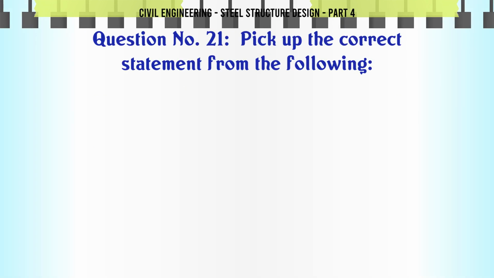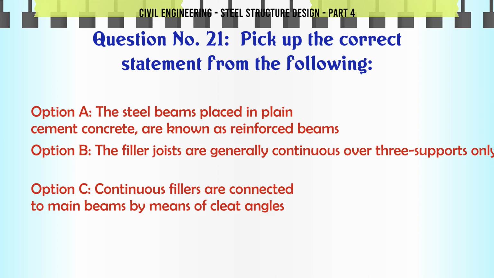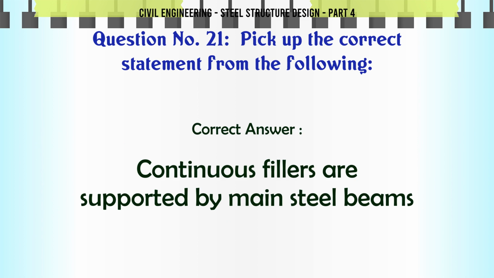Pick up the correct statement from the following. A) Steel beams placed in plain cement concrete are known as reinforced beams. B) The filler joists are generally continuous over 3 supports only. C) Continuous fillers are connected to main beams by means of cleat angles. D) Continuous fillers are supported by main steel beams. The correct answer is continuous fillers are supported by main steel beams.